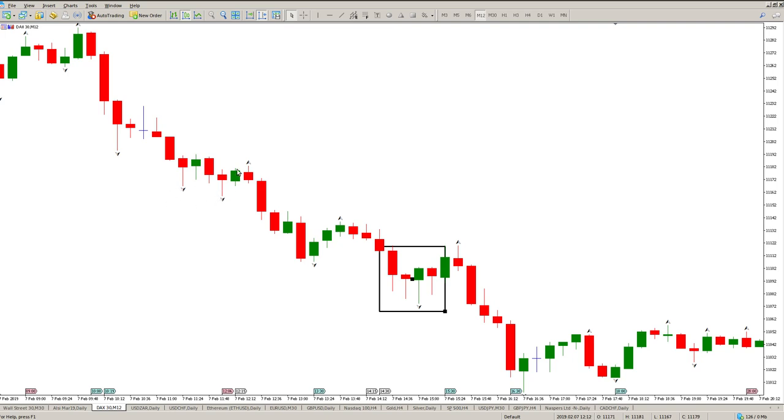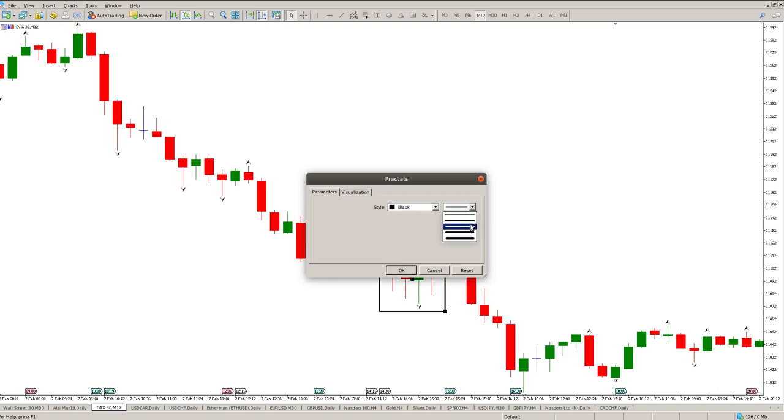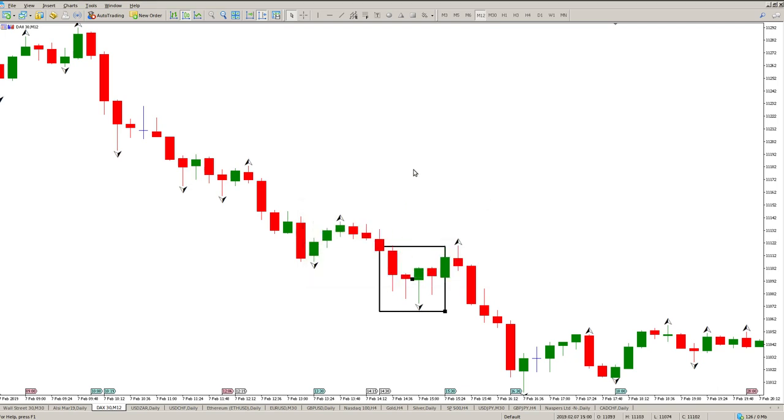You can see these arrows here, and let me make them a little bit more prominent, and then you'll see that those are fractals. Every single one of these arrows is a fractal. I've highlighted one here in this black block, and this is a fractal to the downside. Basically, it's a combination of 5 bars with a low, then a higher low to the left, higher low to the right.